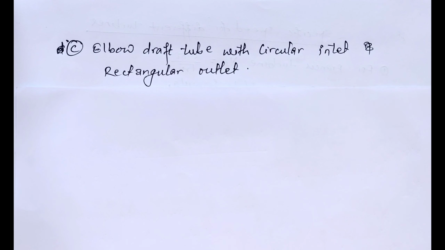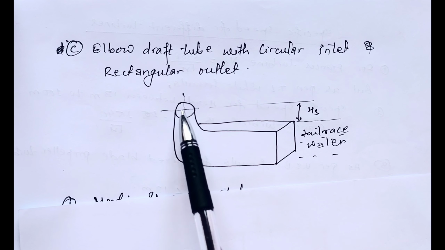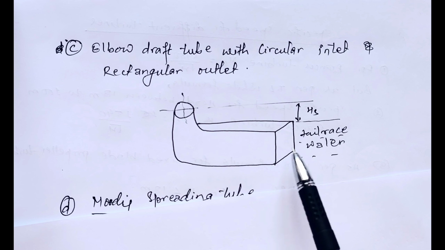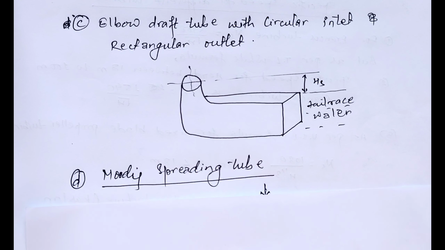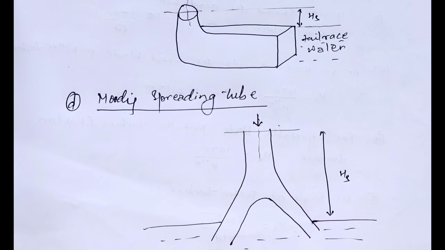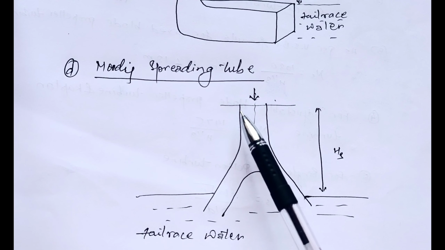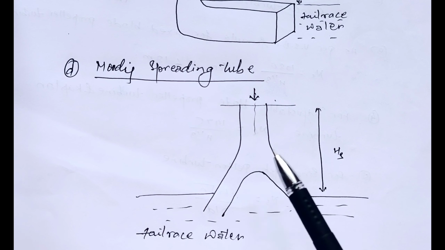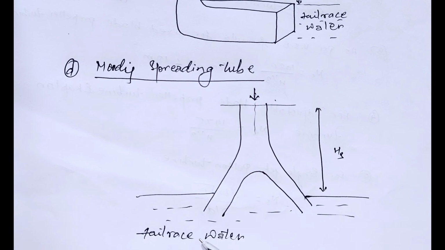After this, the next one is elbow draft tube with circular inlet and rectangular outlet. The shape of the elbow draft tube with circular inlet and rectangular outlet is like this. The starting point is circular and the outlet point of the draft tube is in rectangular shape. And after this, we have another, the Moody spreading tube. In this, the draft tube seems to be like this, as shown in the figure, where the inlet from the turbine is single and it is divided into two parts while water goes out from the draft tube to the tail race.